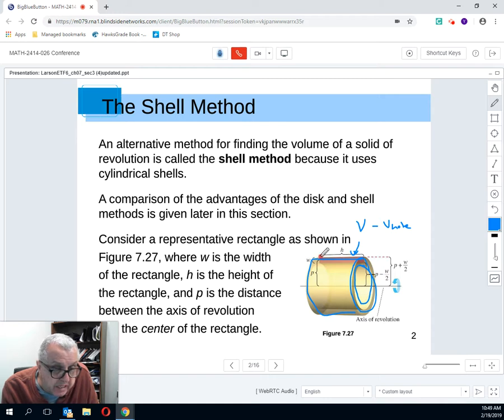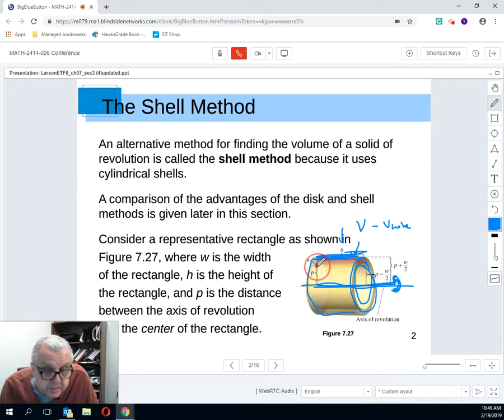We talk about the height of the cylinder. By the way, in this particular cylinder, the axis of revolution is the x-axis, the horizontal axis. So H is always going to be parallel to the axis of revolution. Here's the axis of revolution. Do you see how H is parallel to that? So the height will always be parallel to the axis of revolution.